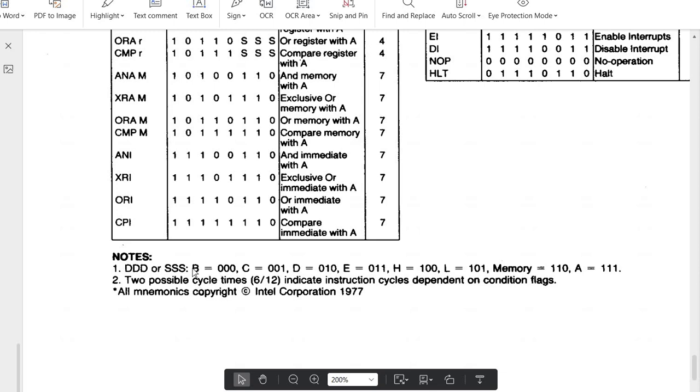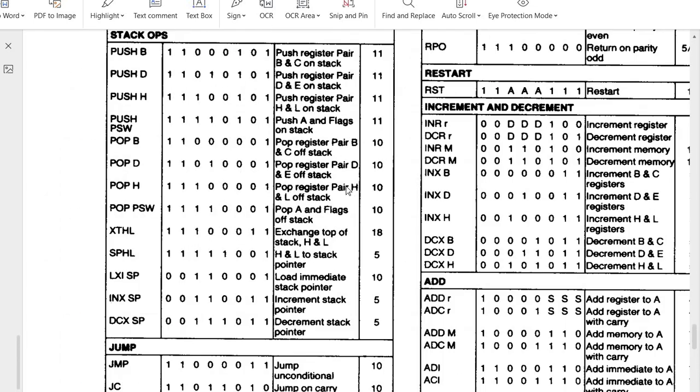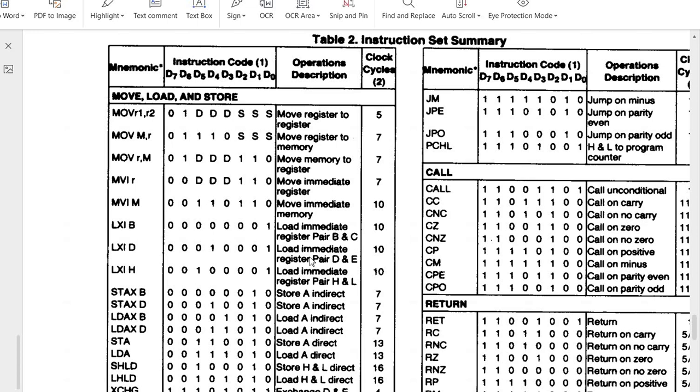And we also have here the encoding of the registers. For example, register B would be 000, register C would be 001, and so on. And it's also possible to have memory or the accumulator. Okay, I guess these are the main ideas, and now we should look at the code.